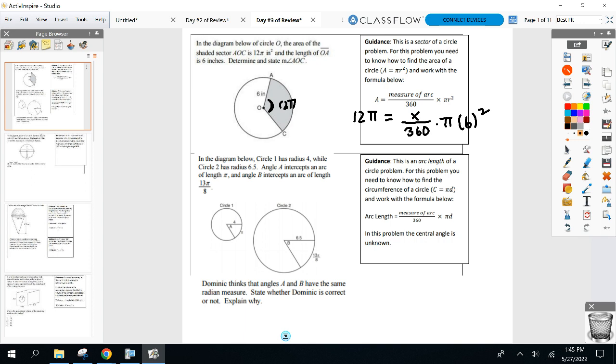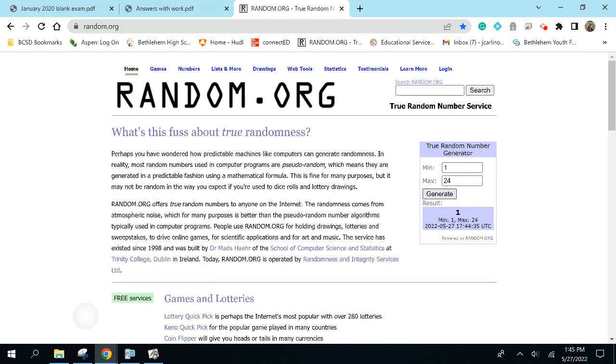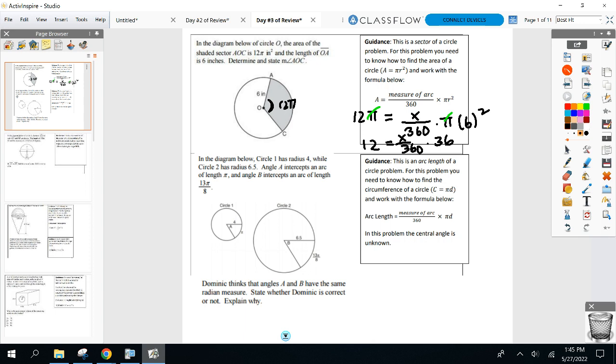All right, so we've got to solve for x. We talk about this all the time, right? We've got pi's on both sides. Let's get rid of them right now. 12 equals x over 360 times 36. We could do two different things here. What's your next move to get x by itself? Your next move? You can multiply by 360, or you could divide by 36. Your call. You're going to have to do one or the other eventually. Okay, you're going to have to do both here.